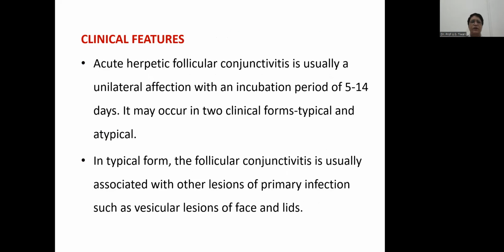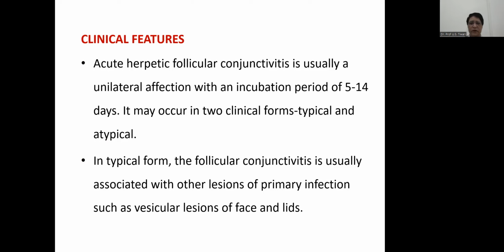The clinical features of acute herpetic conjunctivitis include a unilateral affection with an incubation period of about 5 to 14 days. So that is the demography part of the acute follicular conjunctivitis. It may occur in two clinical forms, typical and atypical.